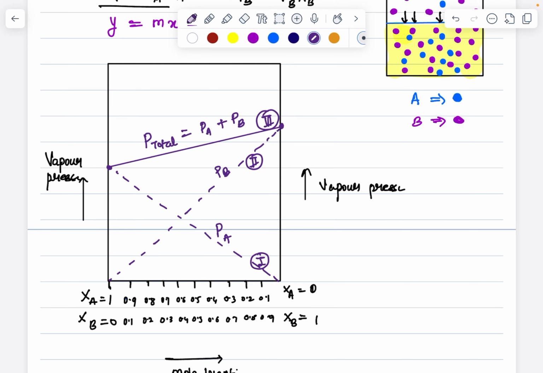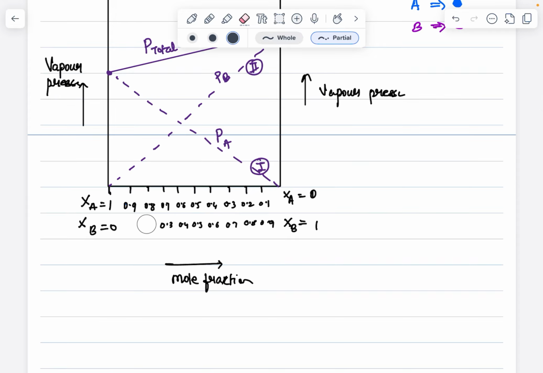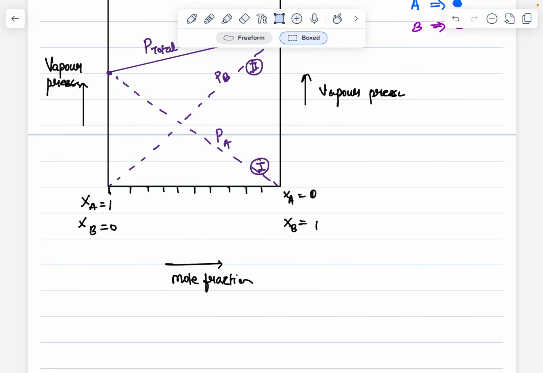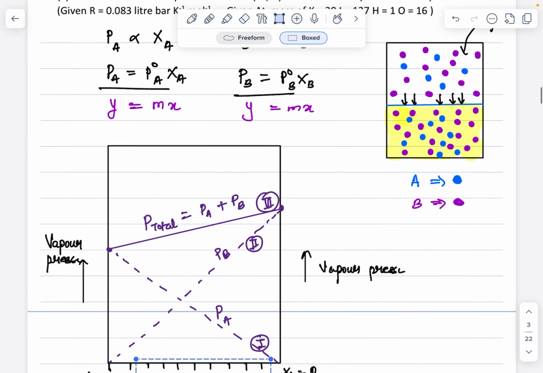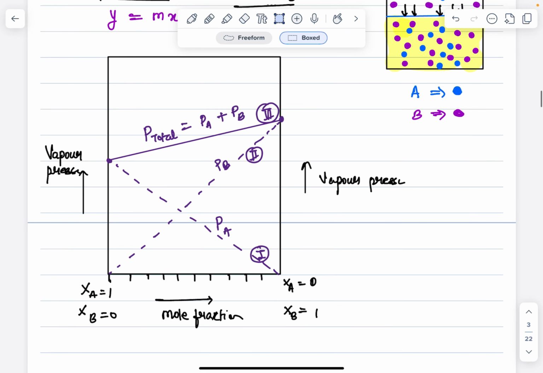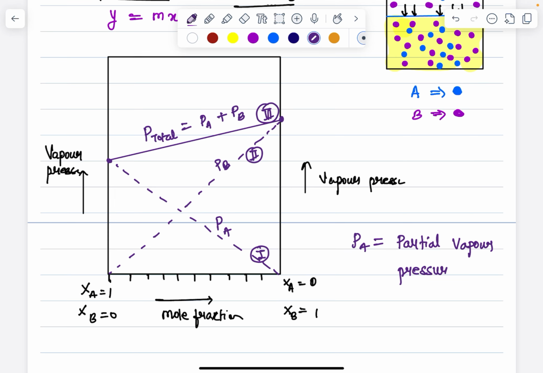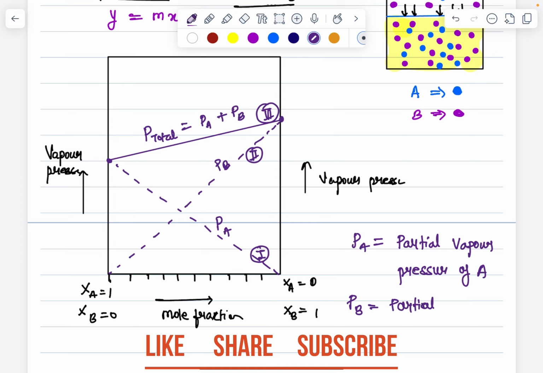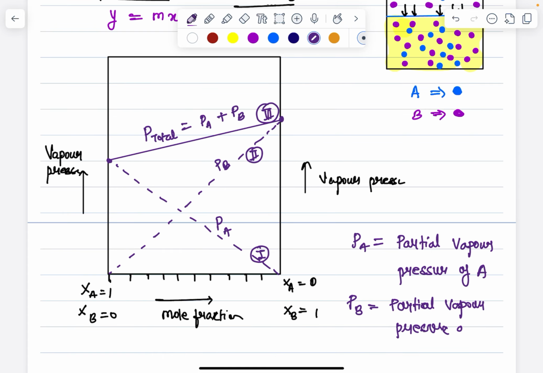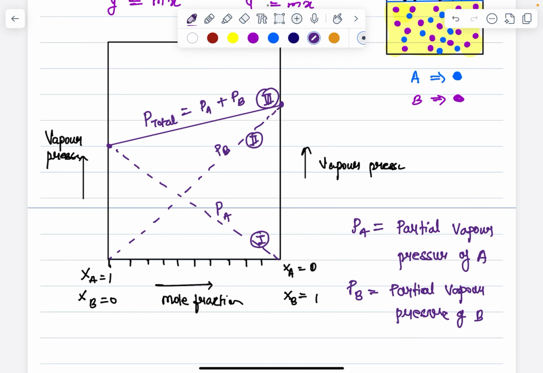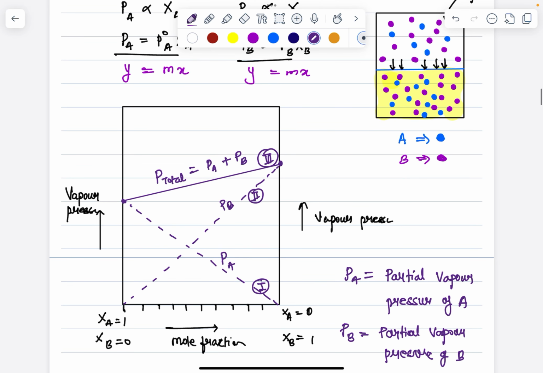This is what is expected. You don't have to worry about these values. Just write this way, and the mole fraction will come over here. This is the thing we have to define. P total is the total vapor pressure. What is PA? PA is the partial vapor pressure of A. PB is the partial vapor pressure of B. What is P total? It is the total vapor pressure at every point, and this is the graph which is expected from you.